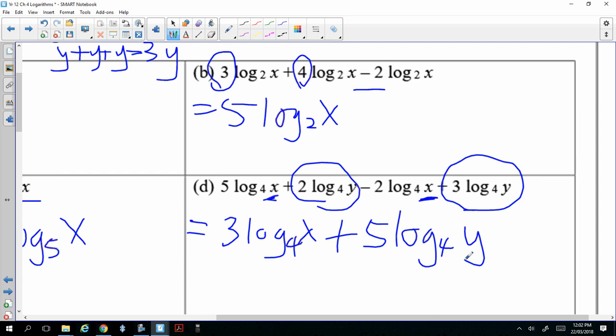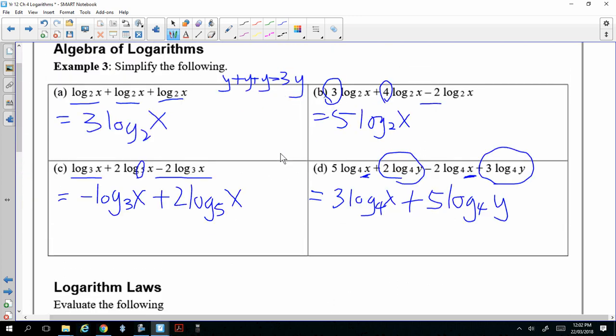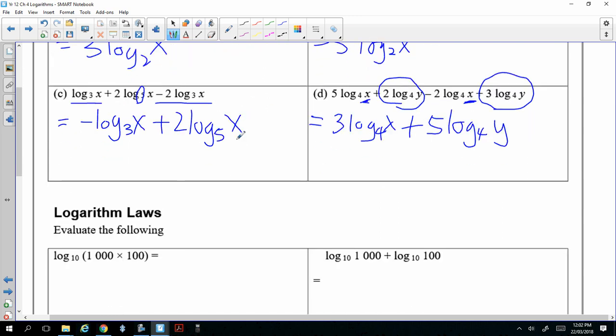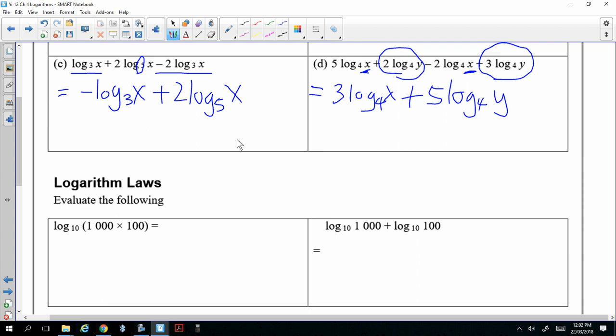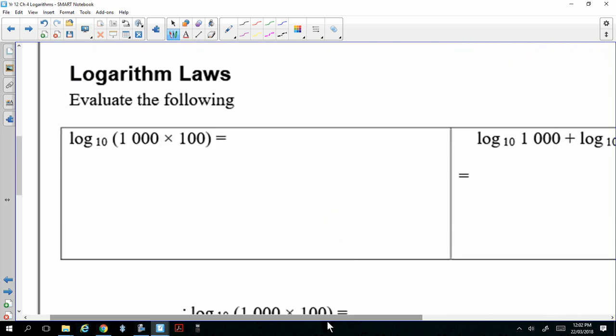Okay, let's continue. Now we're going to go through some log laws. These are very, very important. Let's continue. So again, to learn these log laws, we're going to do some experiments.